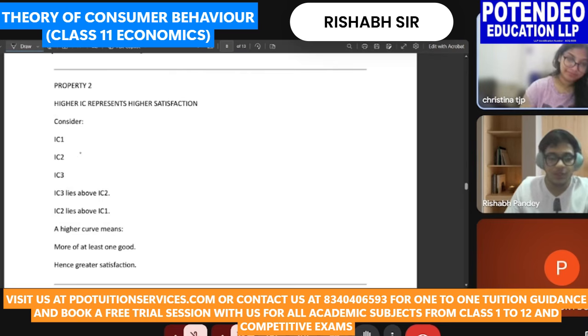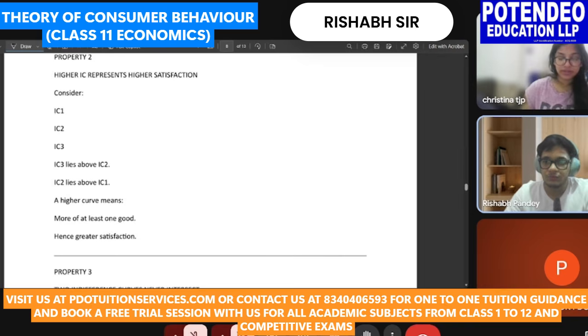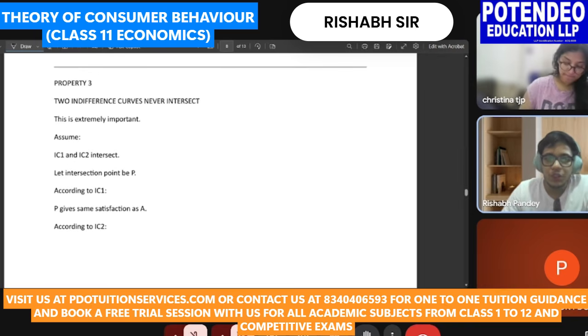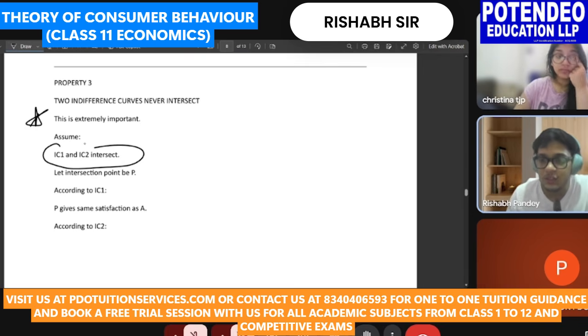Now, third one. Can I show the third one, or are you writing this down? I finished writing. All right, fantastic. Third one. Two indifference curves never intersect. See the line. This is extremely important. IC1 and IC2 can never intersect. Why? Because they both are not the same. One is providing higher than the other.